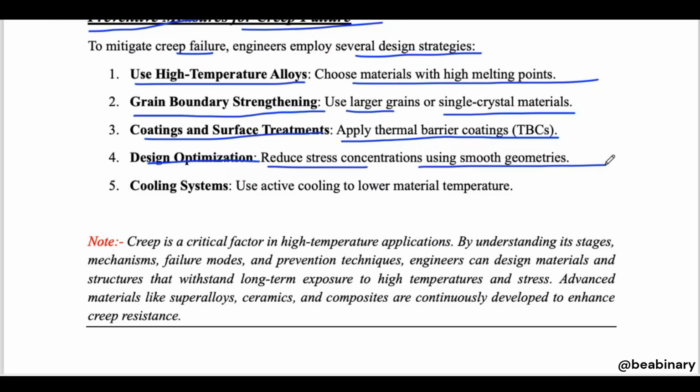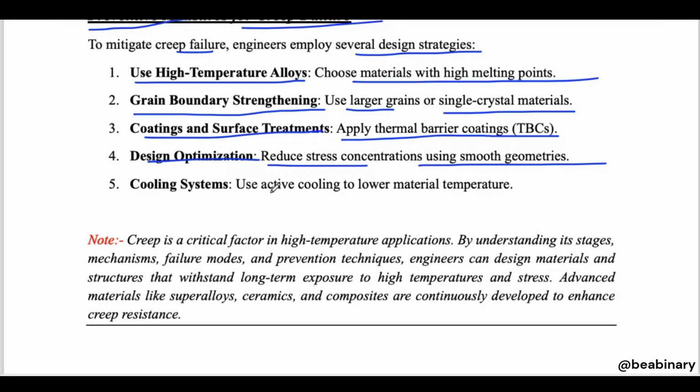Okay, so for the same load, you would not be getting sufficient stress for creeping. You stay under that category of stress if you have made your design very smooth and stress concentration free. So that depends on the design. Our design must be in that way.